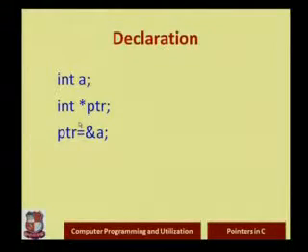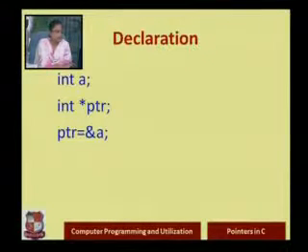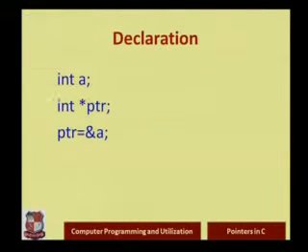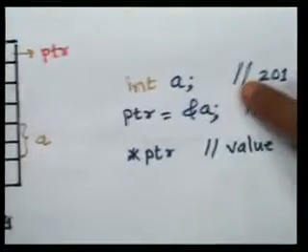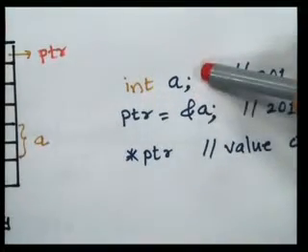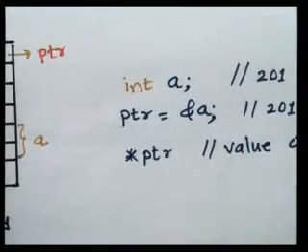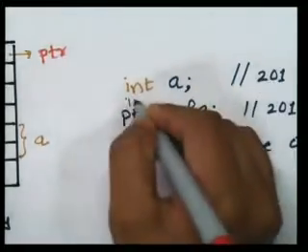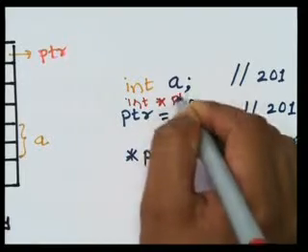Now let me make it clear. What do I mean by int star? Int star means ptr will point to a memory location which will have a value of type integer. Once again, ptr is a pointer which will point to a memory location whose stored value is of type integer. I hope this is clear. Again, I can show this here. Int a, first step. After that, I have made one pointer variable, int star ptr.